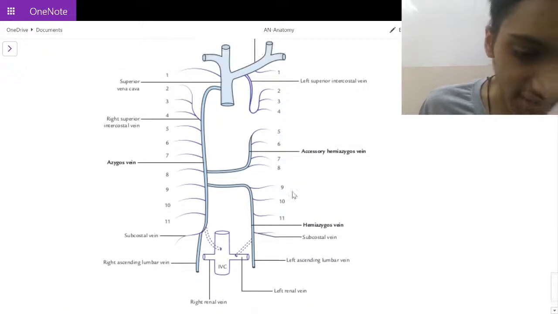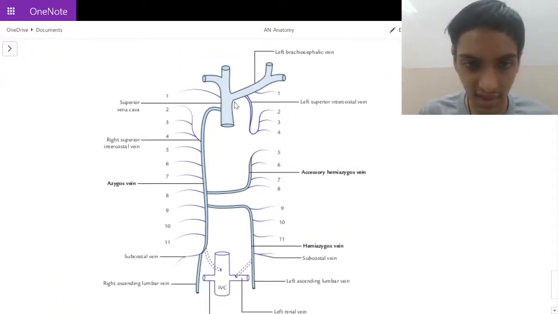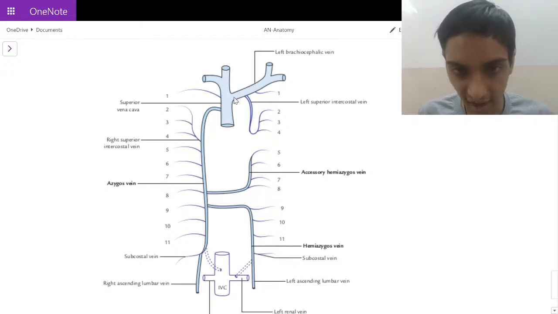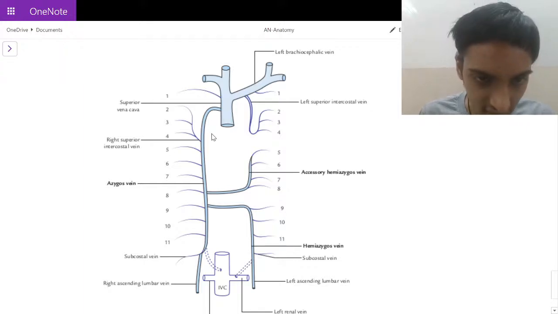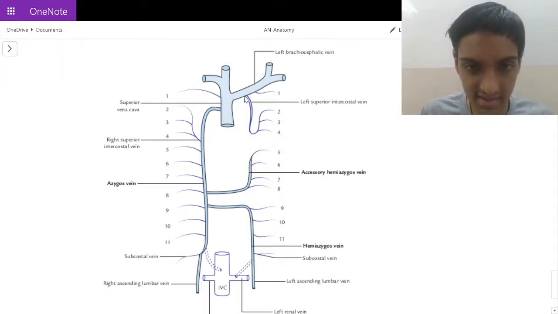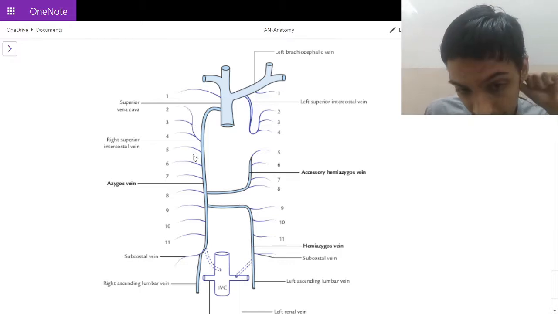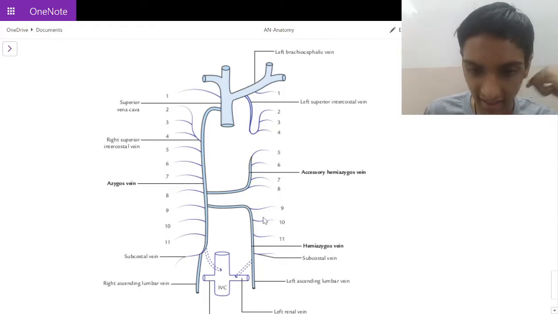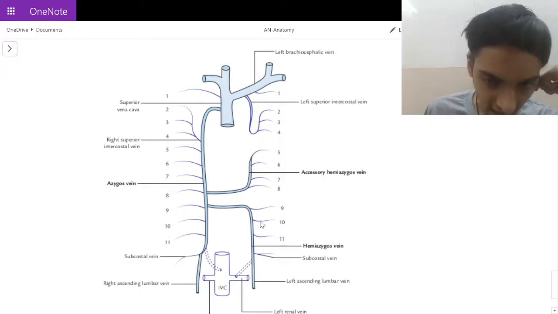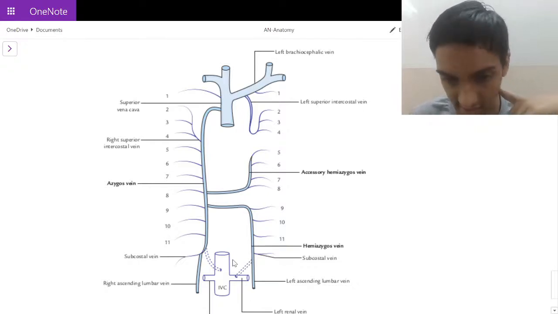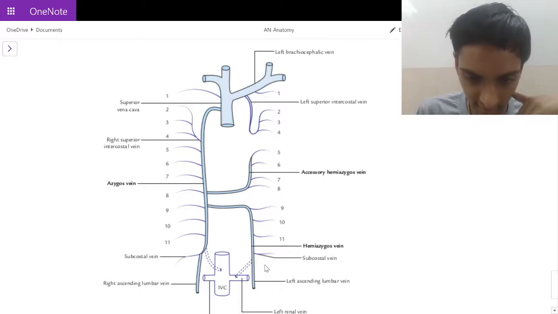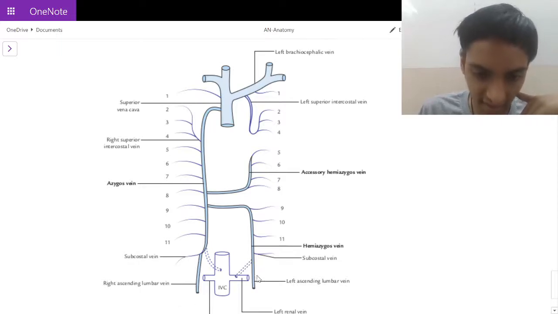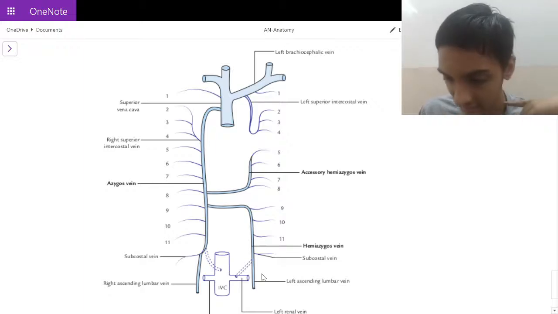And last we have the intercostal vein. Here we have the superior and the inferior vena cava. This is the brachiocephalic. Here the superior intercostal vein. So 1 is coming from here, then 2 to 4, 5 to 11. Here also 2 to 4, 5 to 8, 9 to 11. 5 to 8 is through the accessory hemiazygos. The last 3 are through the hemiazygos vein. This is the subcostal vein, we can see. These are the lumbar veins, the IVC with the renal vein.